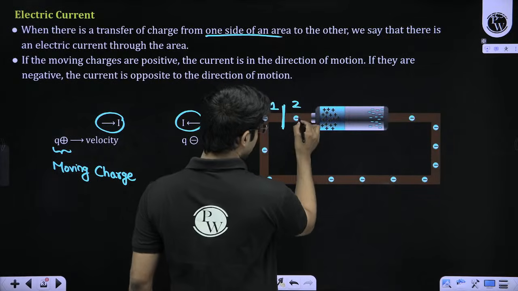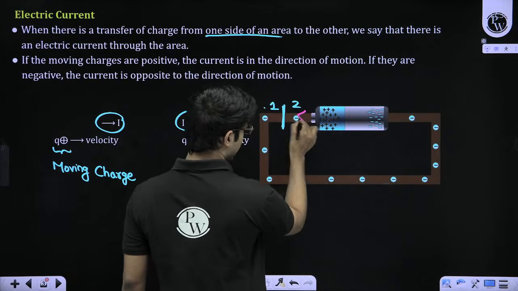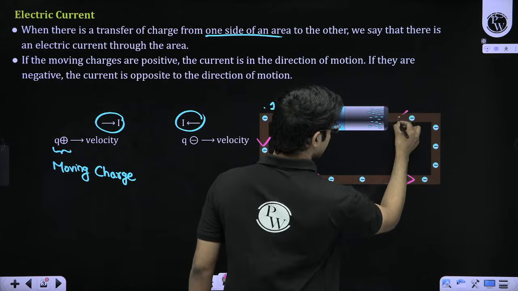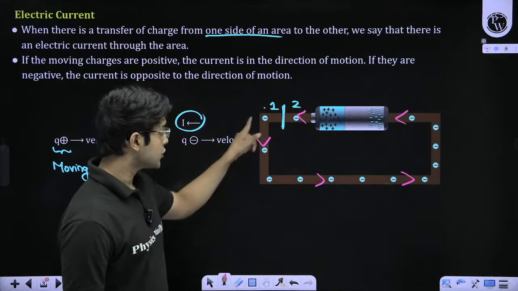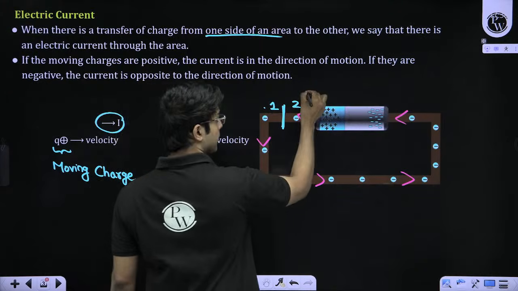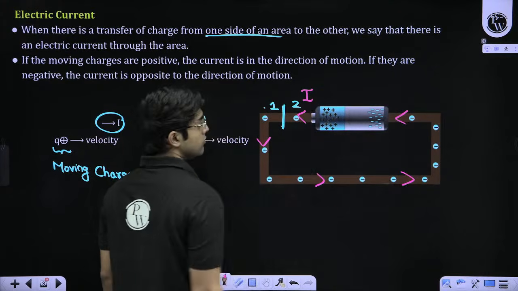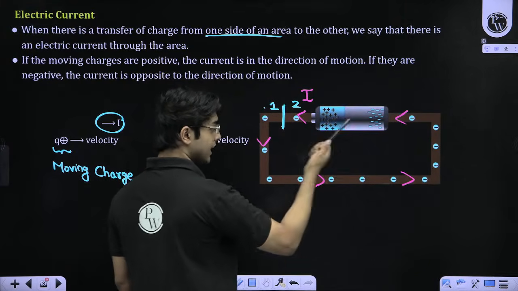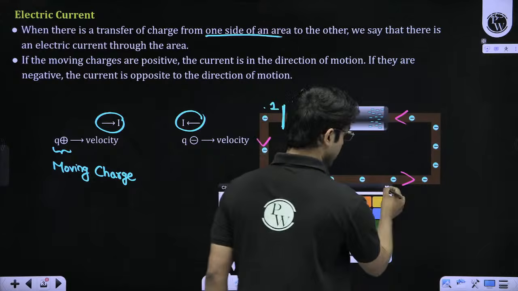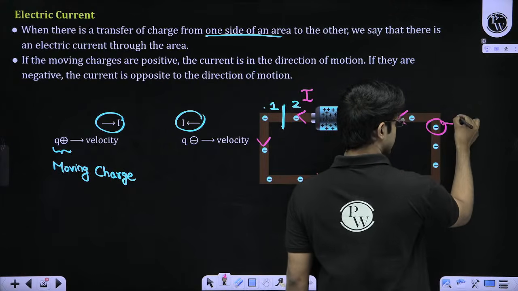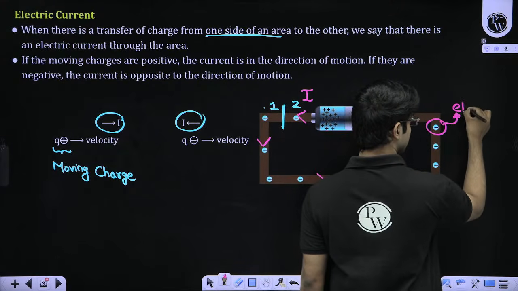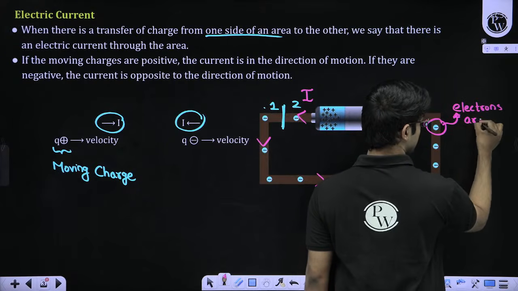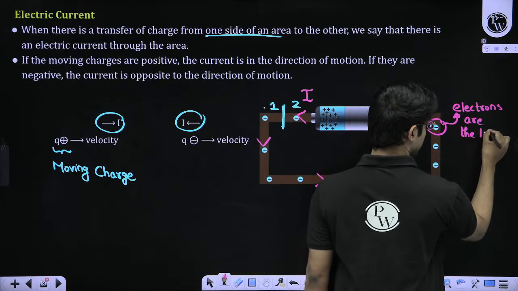And the direction of current is from the positive terminal of the battery to the negative terminal, right? So this is the direction of current, which means now in the conducting wire, as you all know, it's the electrons that are moving. In a conductor, it's the negatively charged electrons that are moving. Electrons are the moving charges, right?